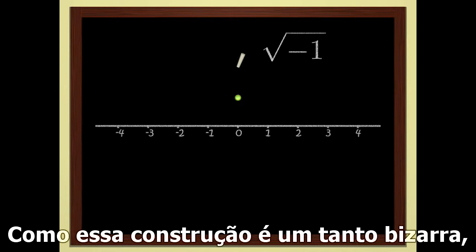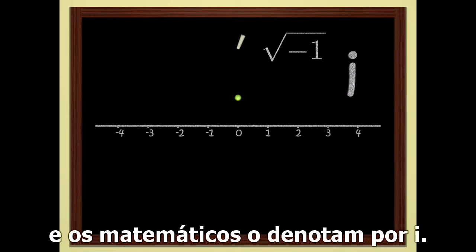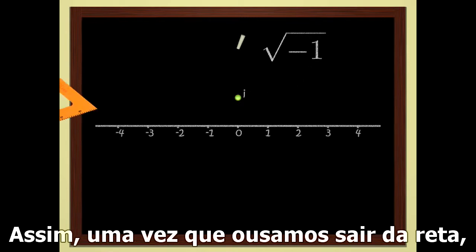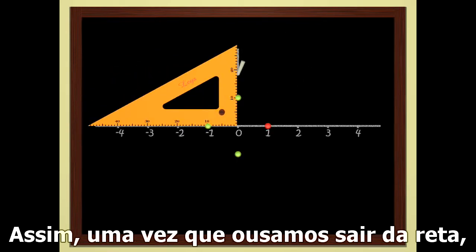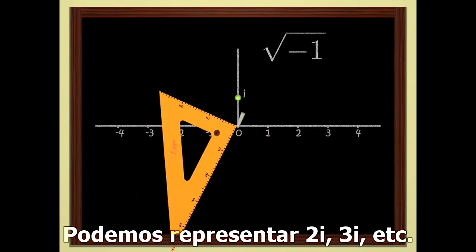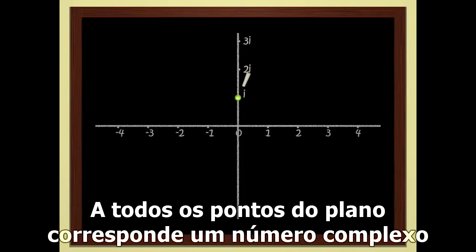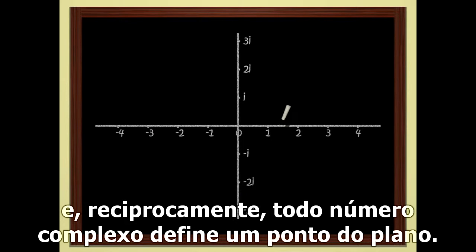As this construction is a bit strange, we say that this point, the square root of -1, is an imaginary number, and mathematicians denote it by i. But once we have the courage to leave the line, everything else is easy. We can represent 2i, 3i, and so on. Each point in the plane represents a complex number, and conversely, each complex number defines a point in the plane.